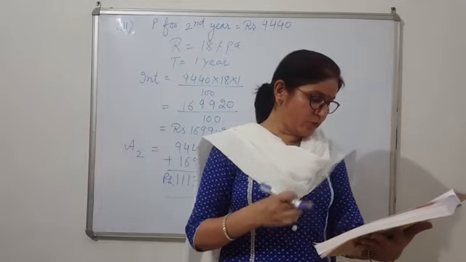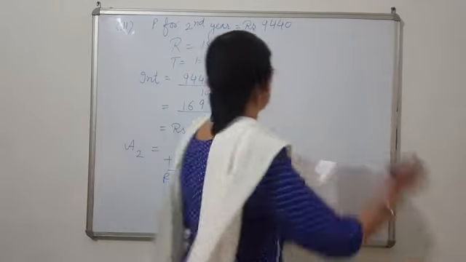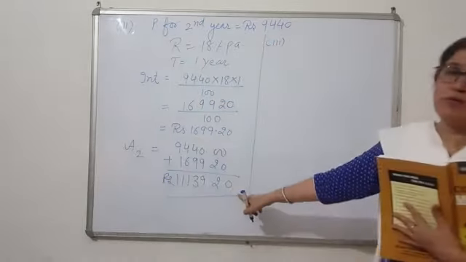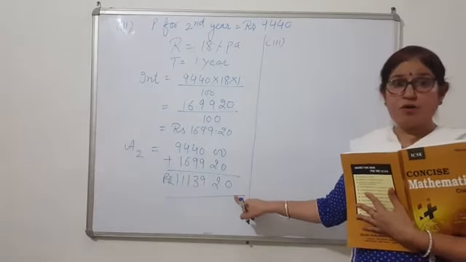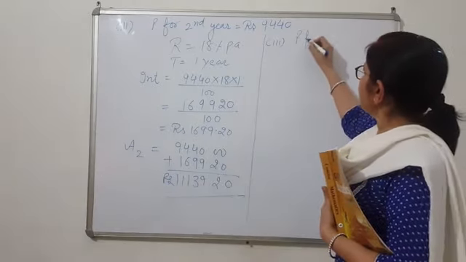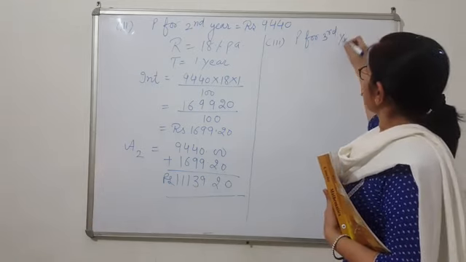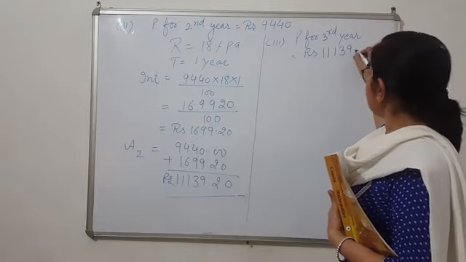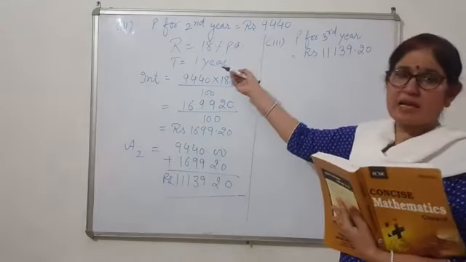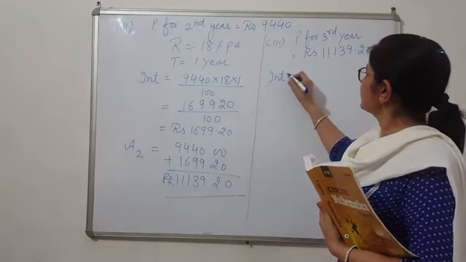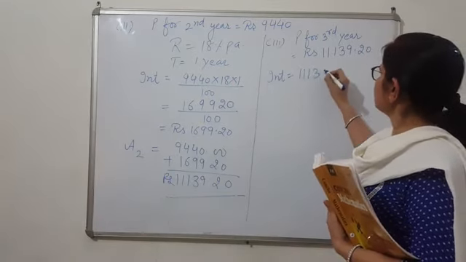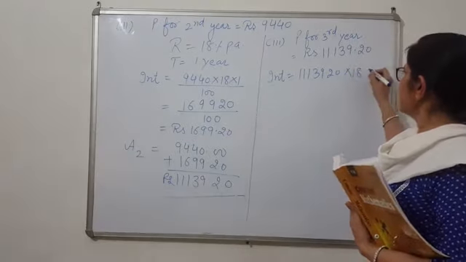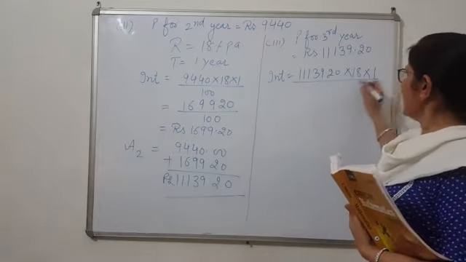Now in third part you have to calculate the interest for third year. So our third part, whatever amount at the end of second year, it becomes now principal for third year. So principal for third year, rupees 11,139.20. Same rate, time is 1 year. So interest, principal into rate 18% into time 1 upon 100.